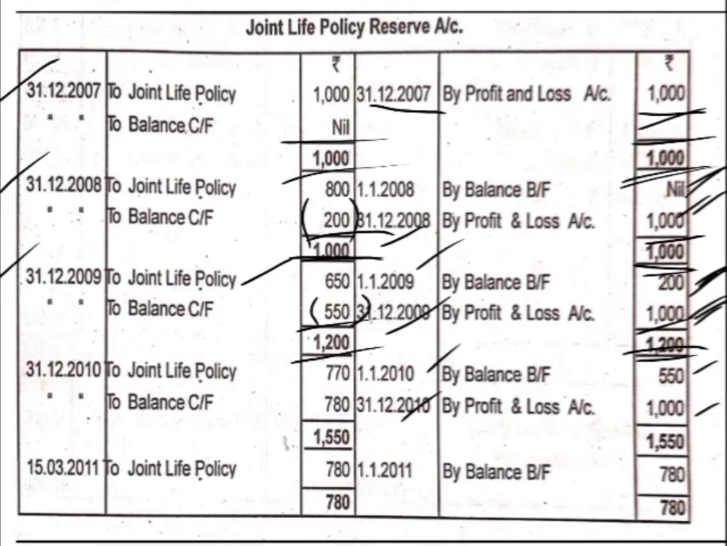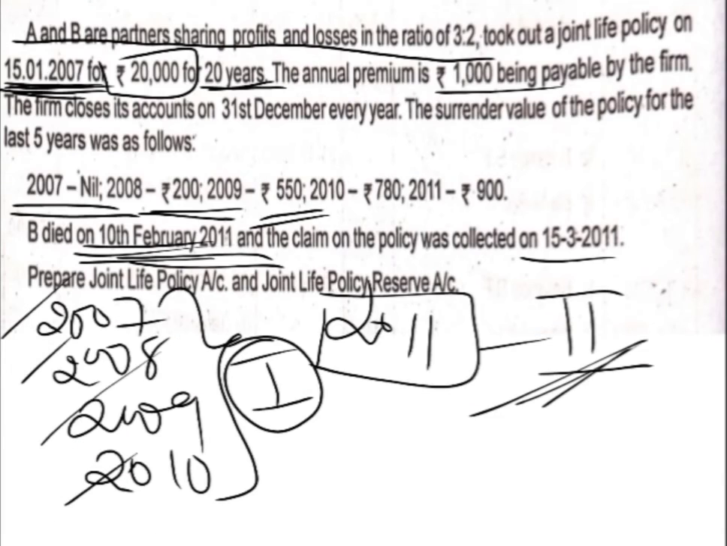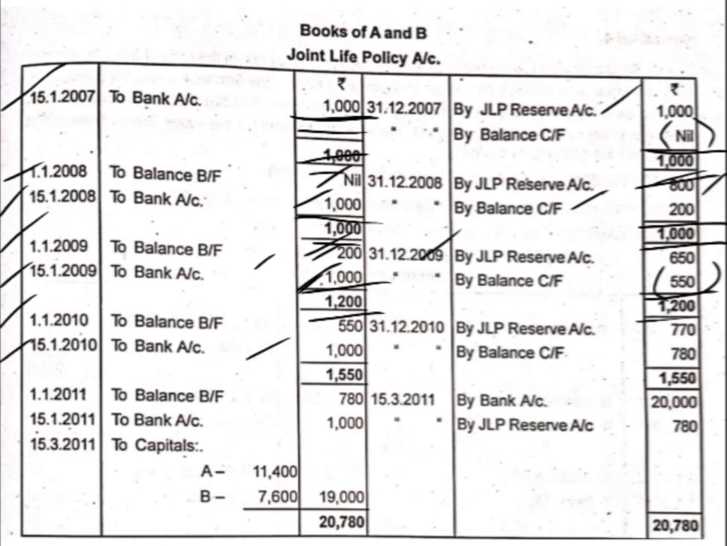Okay, after writing this entry, we have to maintain these two accounts at their surrender values. So we have to check what is the surrender value for the year 2010. It is 780, but we should see what is the amount we already have in that account. So we have 550, which is the brought down balance, and we have paid 1000. In total we have 1550, but we have to maintain only 780, that is the surrender value. What is the remaining excess balance we have? It is 770, which we are going to cancel.